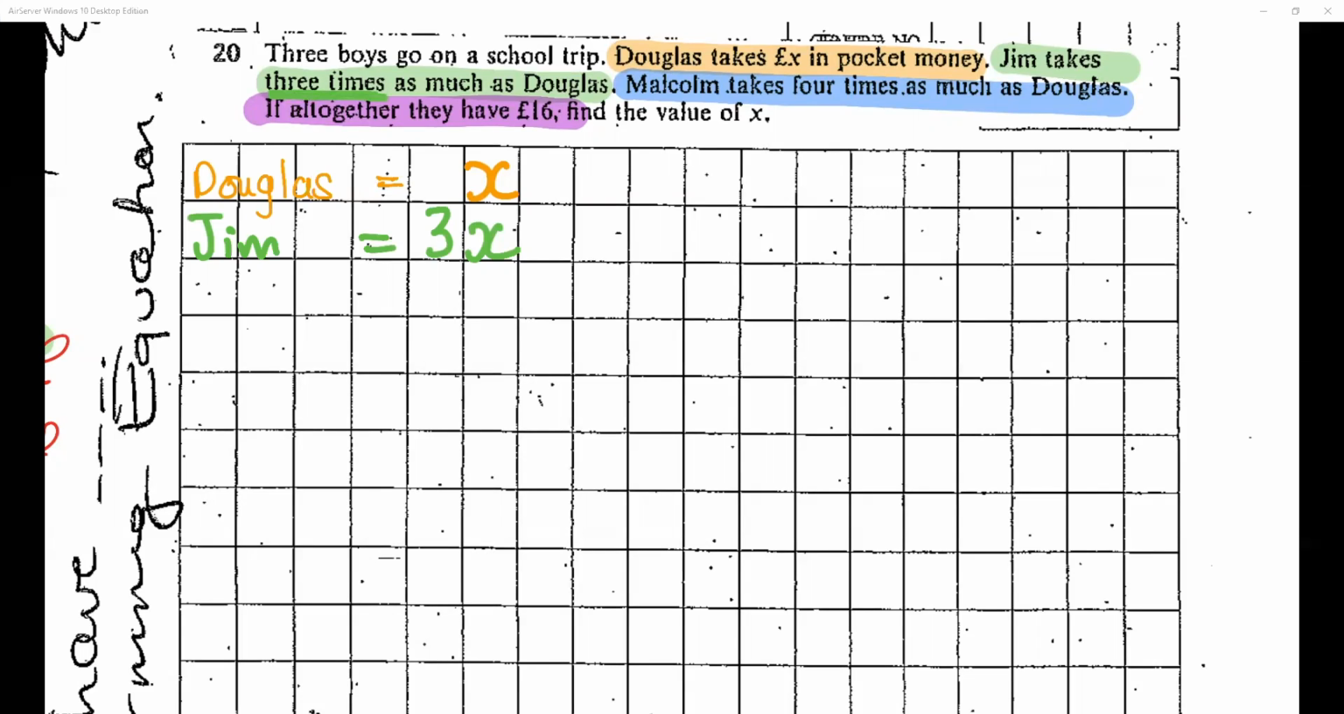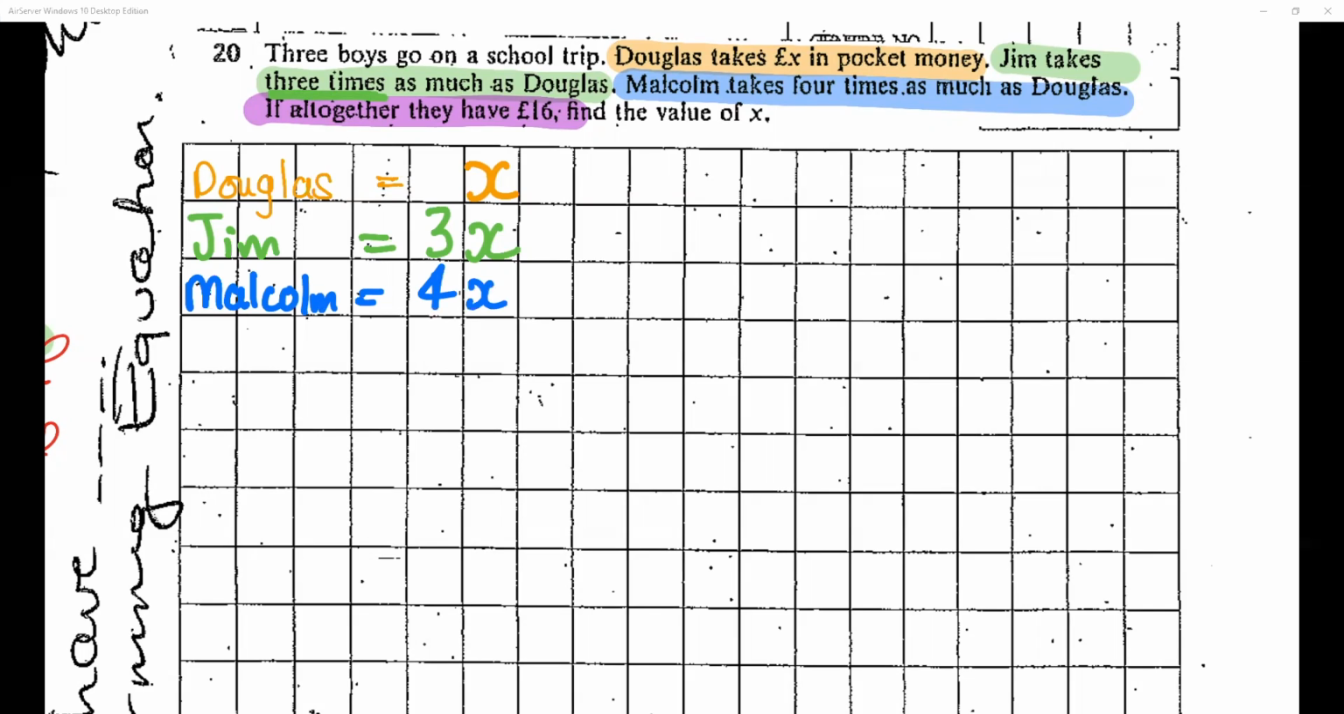He has 4 times as much as Douglas. So how do I write that then? X pounds times 4. So how do I write that more simply than x times by 4? Look how we wrote down Jim. 4 times x. Fantastic. Lovely.